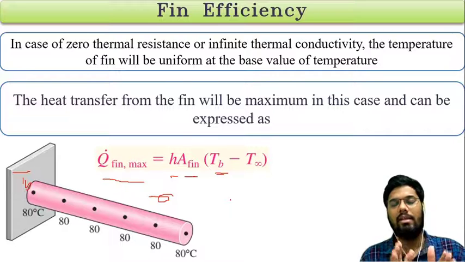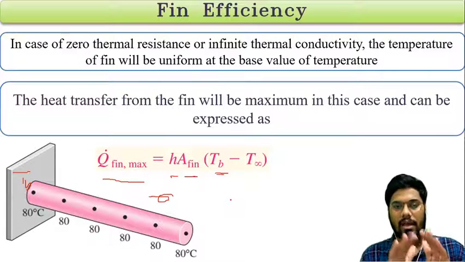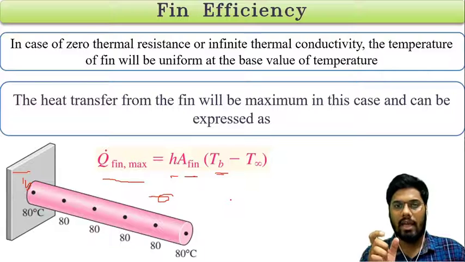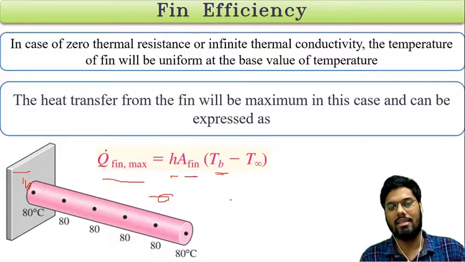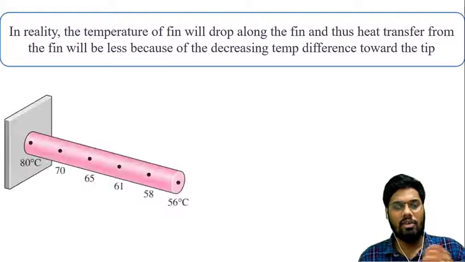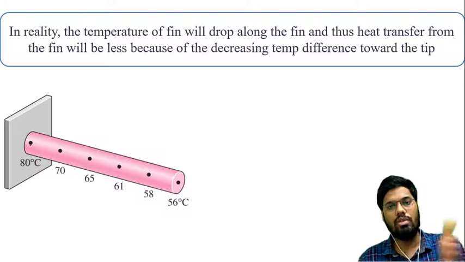So this is the ideal case, and from it we can find the maximum heat transfer rate possible for any fin. Now we compare the actual heat transfer rate of a fin with this ideal case, and that's how we can calculate the efficiency of our system. In reality we know that the temperature is going to decrease as we move from the base point to the edge of the fin.